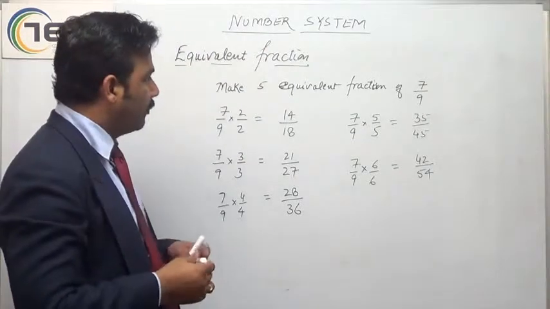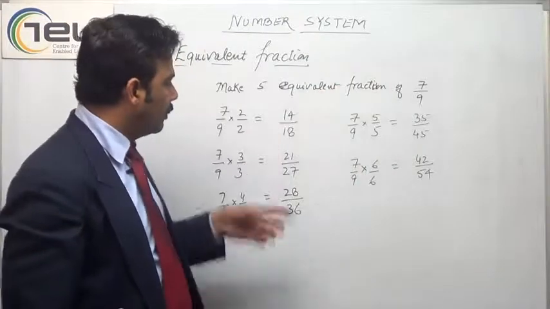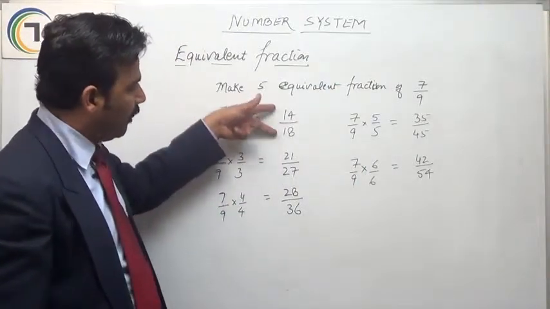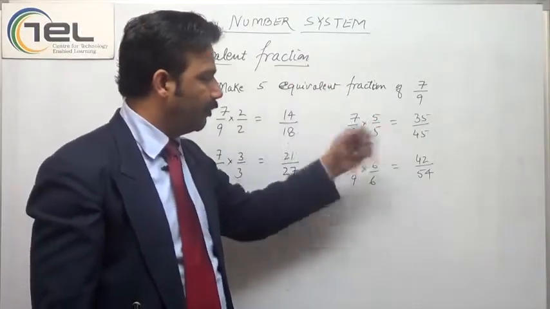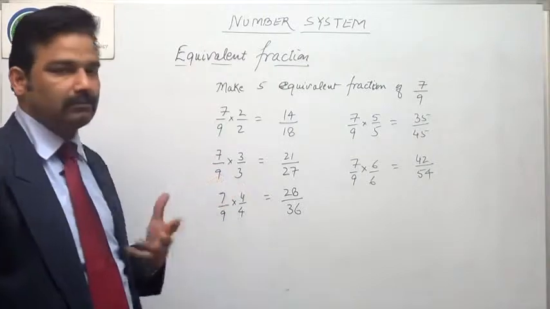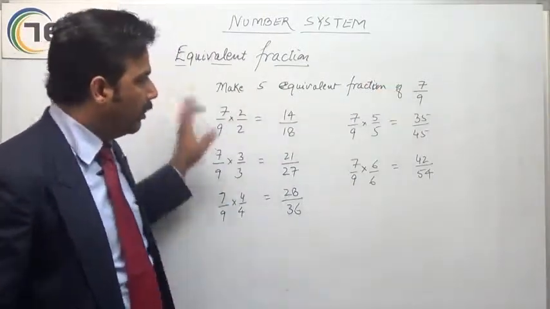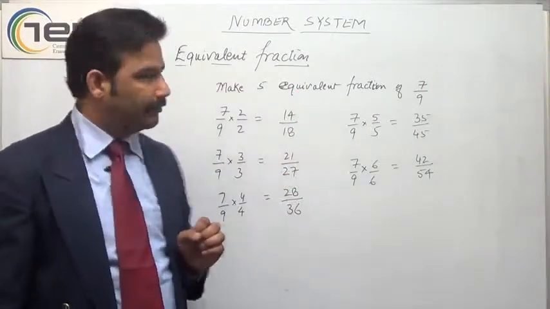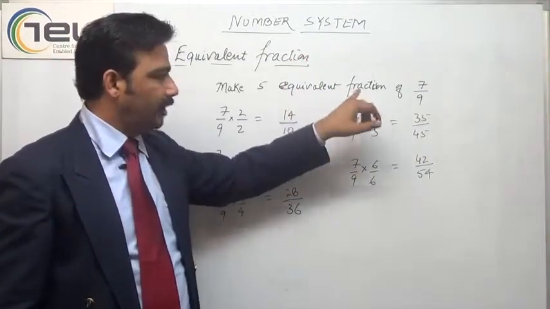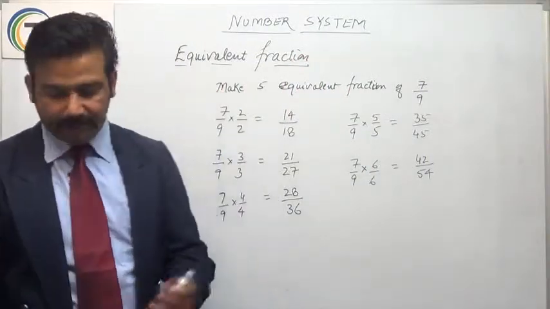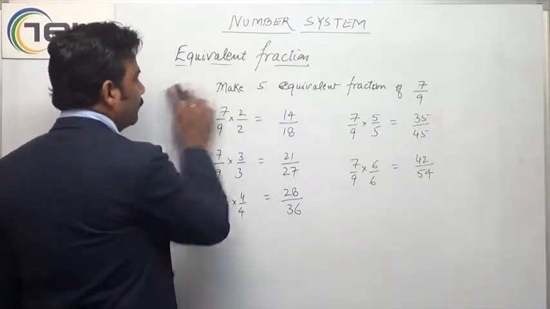So these are the 5 different equivalent fractions of 7 by 9, because the simplest form of 14 by 18, 21 by 27, 28 by 36, 35 by 45, 42 by 54 is the same. They are the same as 7 by 9. So they are called equivalent fractions. Please remember, fractions are also rational numbers. We have discussed that in our last class, in class 8.